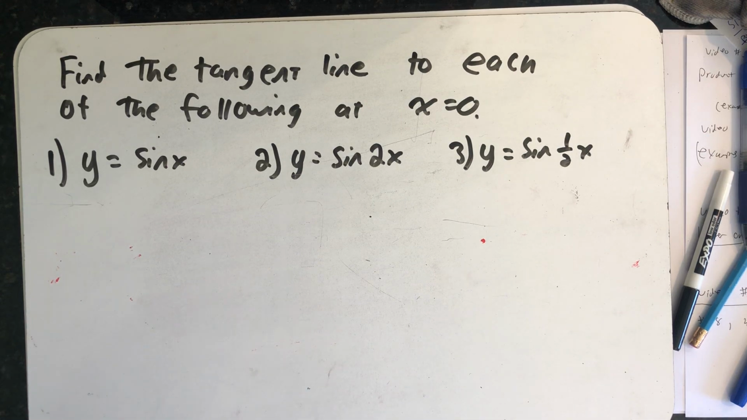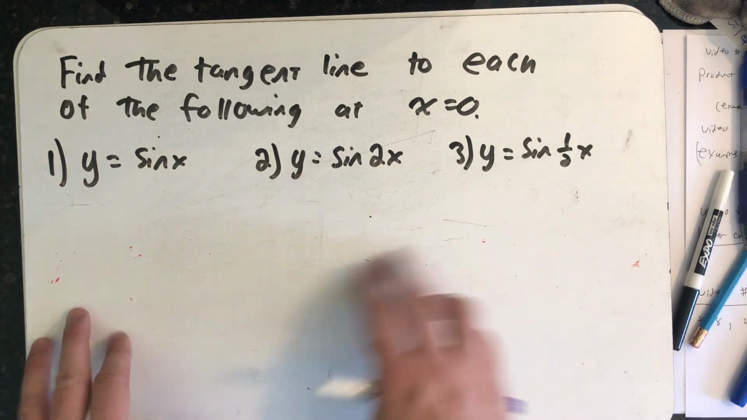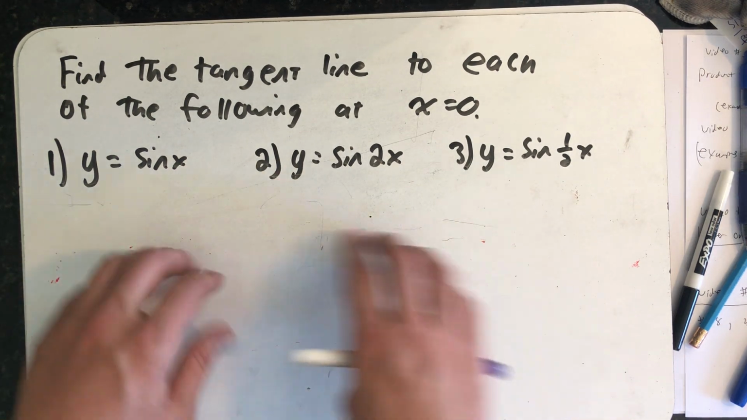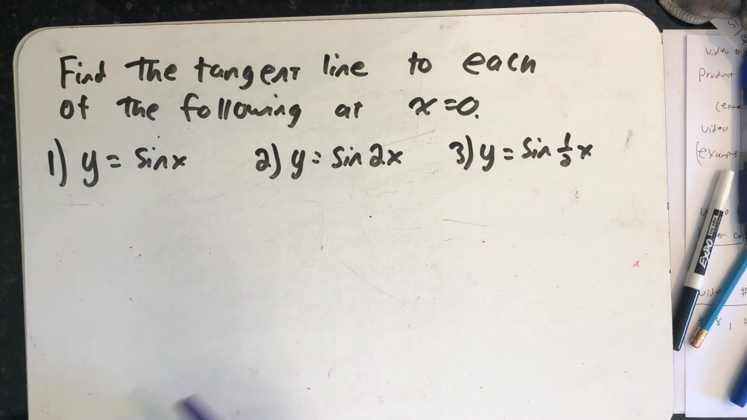Find the tangent line to each of the following at x equals 0. I'm given 3 trig functions. In fact, I'm given 3 sine functions, just with different things going on the inside. So I know to find the equation of my tangent line, I'll need a point on each graph.